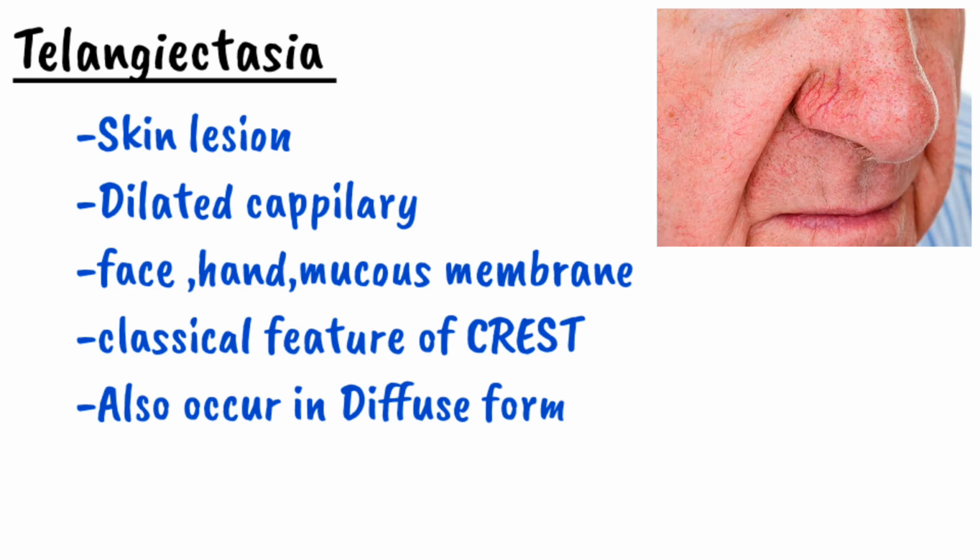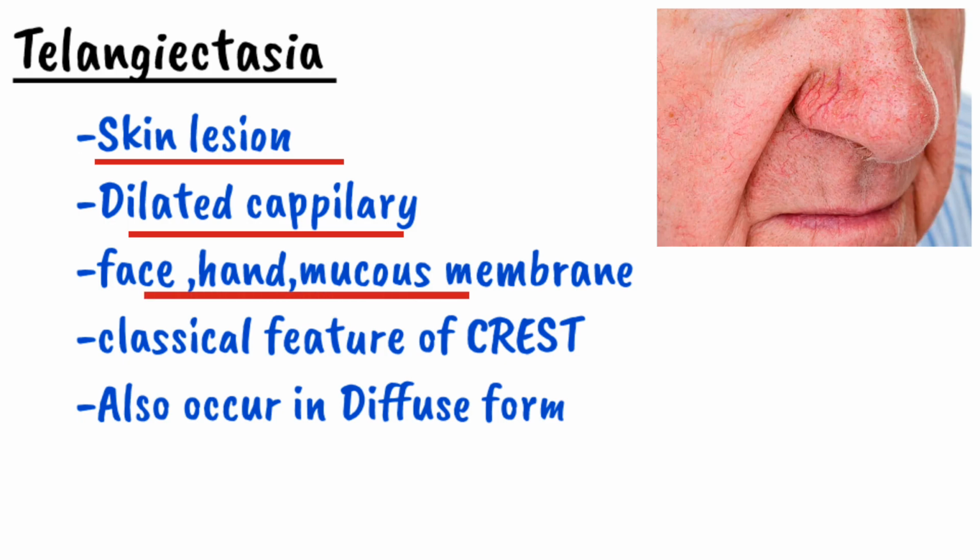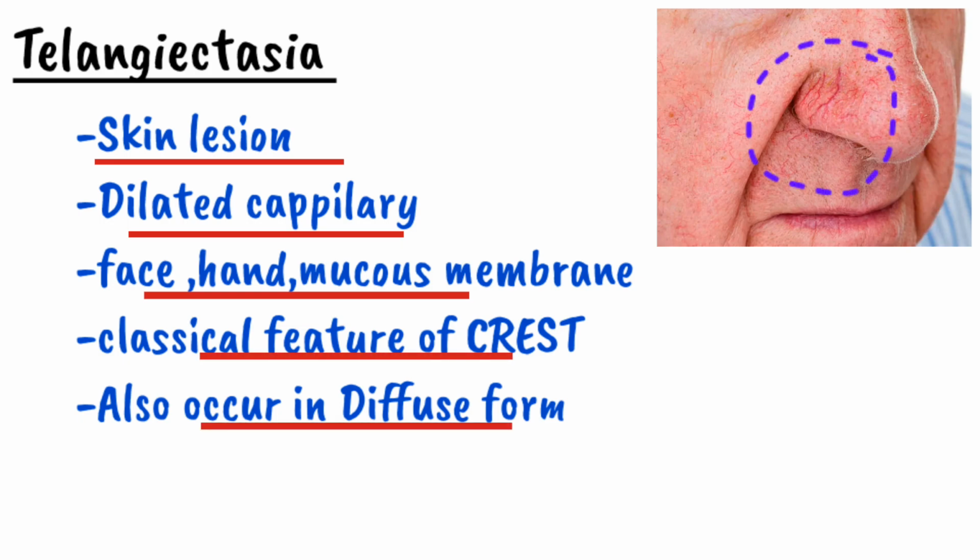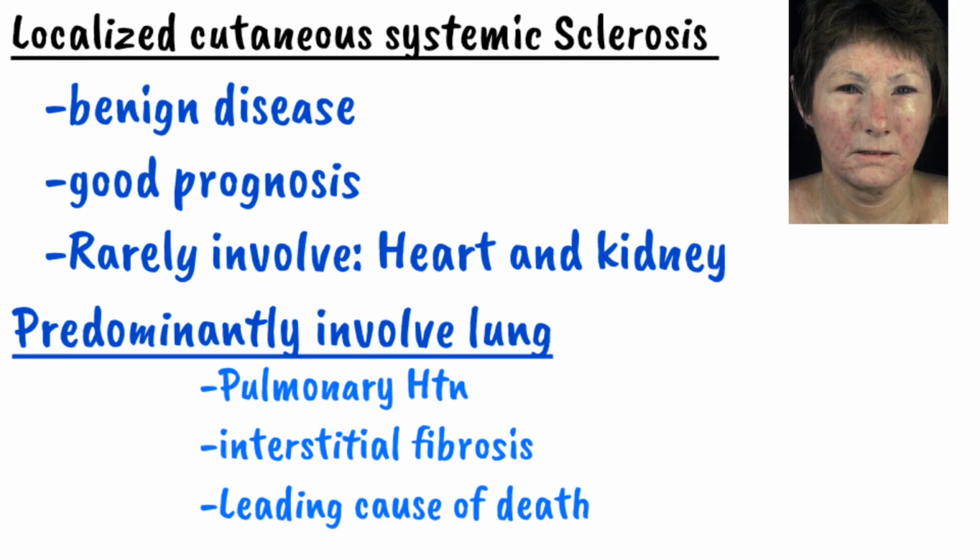The T in CREST stands for telangiectasia. Telangiectasia is a skin lesion in which there is a dilated capillary present in face, hand and mucous membrane. This is a classical feature of a CREST, but it can also be found in a diffuse form. You can see the telangiectasia in this image. So it was all about a CREST syndrome.